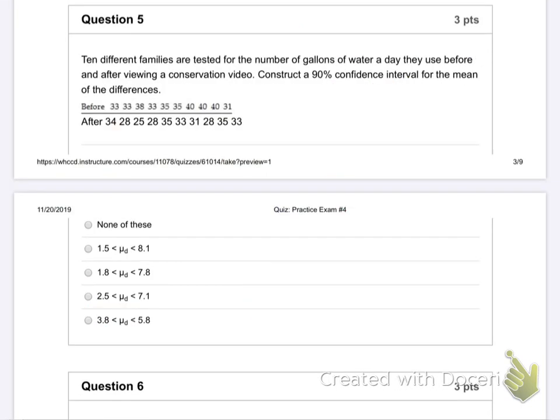Okay, so number 5. 10 different families are tested for the number of gallons of water a day they use before and after viewing a conservation video. Construct a 90% confidence interval for the mean of the differences. It's an interesting little question. They're matched up, aren't they?